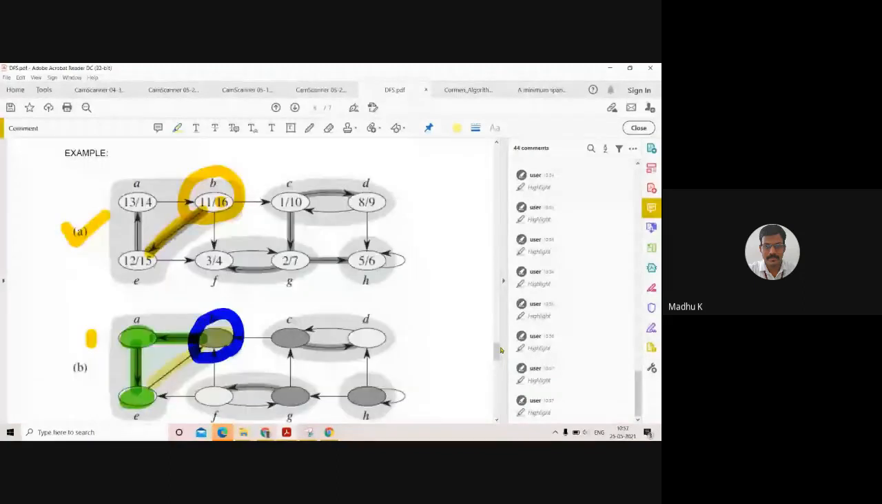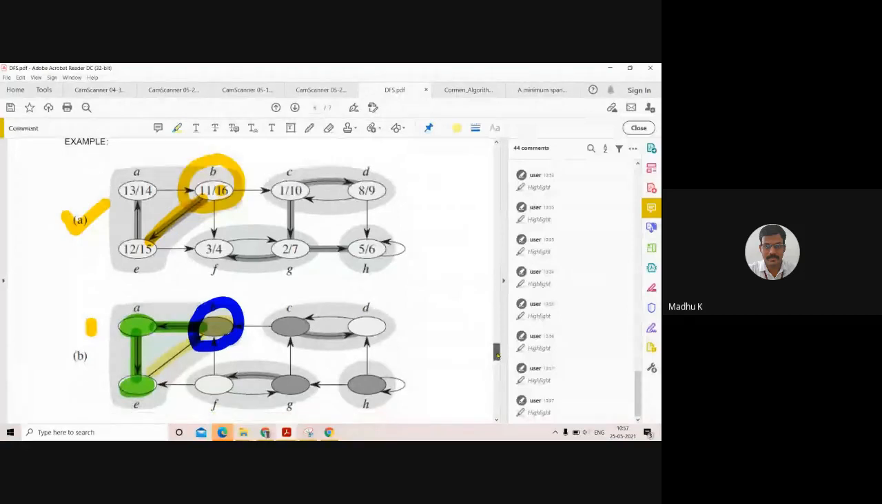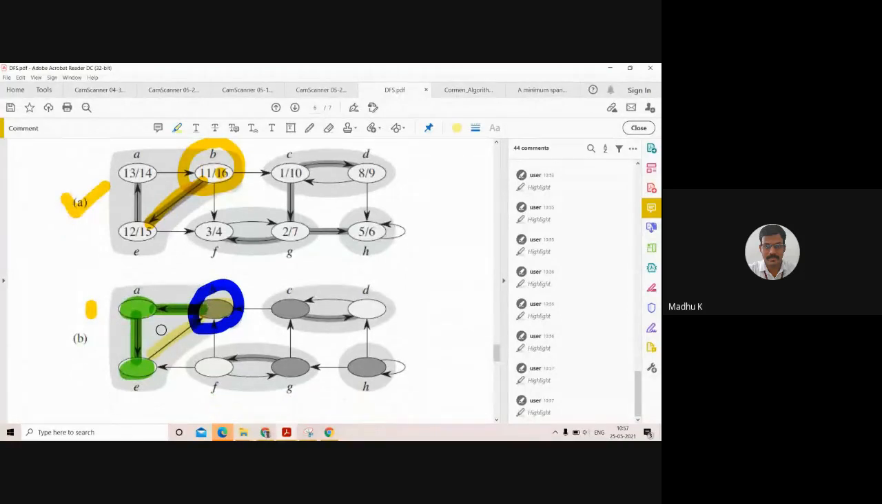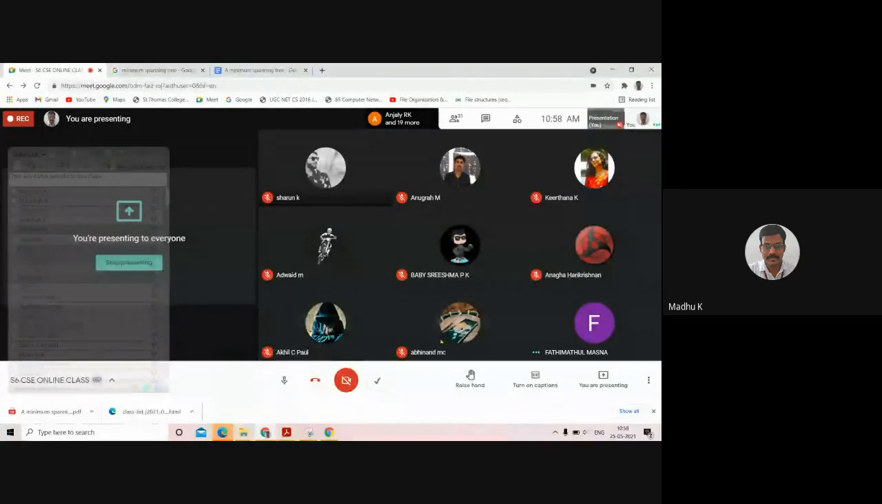Devika. I started from B and performed DFS, and I got a DFS tree. Devika, from where will I start the next DFS? Devika. Anugrah. Devika, Anugrah. Attendance is not showing. Devika replied.